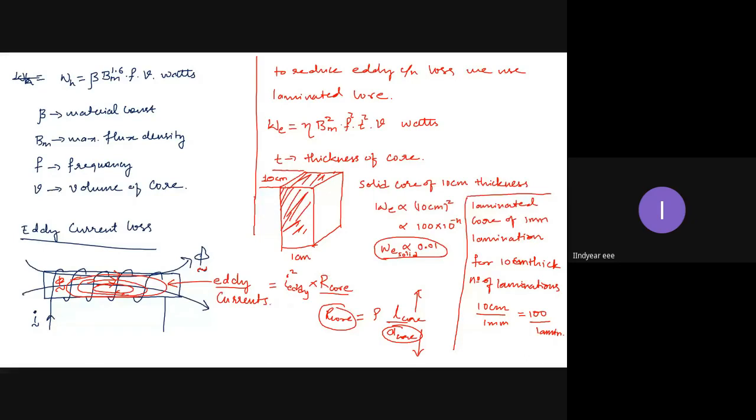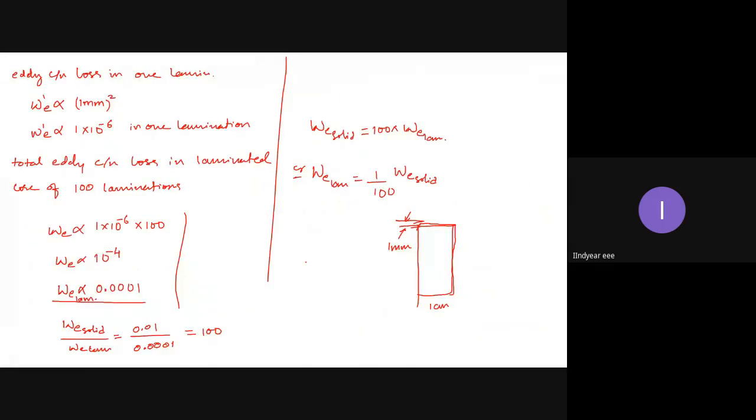So there is a reduction in the eddy current because of the dimension of the core, and a reduction because of the reduction in the current. Combined, the eddy currents are reduced even further when I use laminations. So this is the importance of using laminations in the core. Is it clear? Are eddy current and hysteresis loss clear?